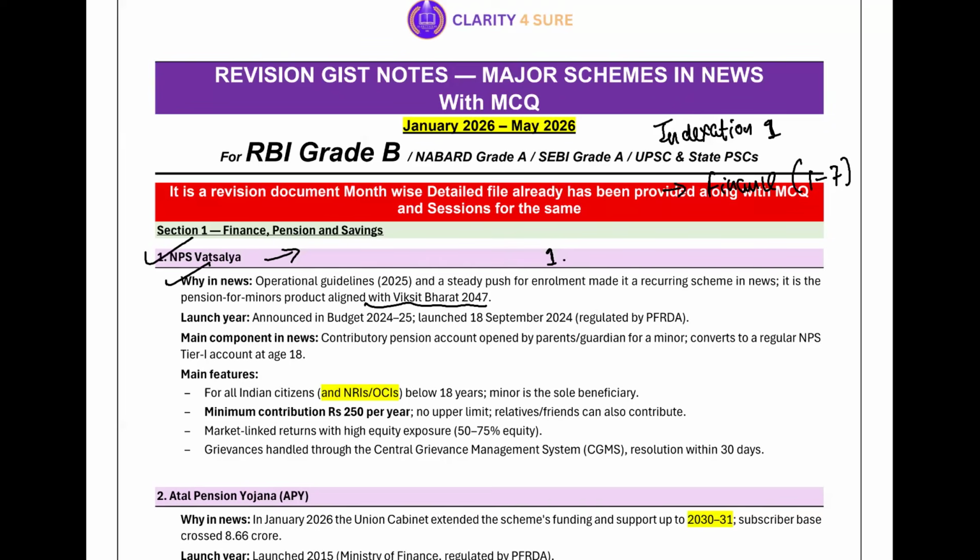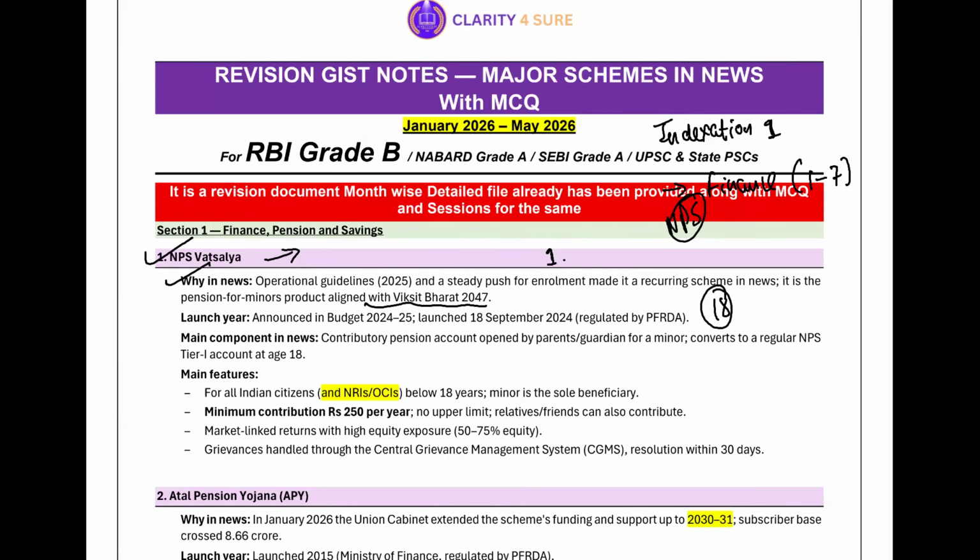Parents, obviously because it is a scheme for minors, will open the account on behalf of a child. Parents will open the account on behalf of a child. ठीक है? And after 18 years, if the minor comes to the age of 18, it can convert into the normal NPS regular scheme, that is regular NPS. It can convert at the age of 18.